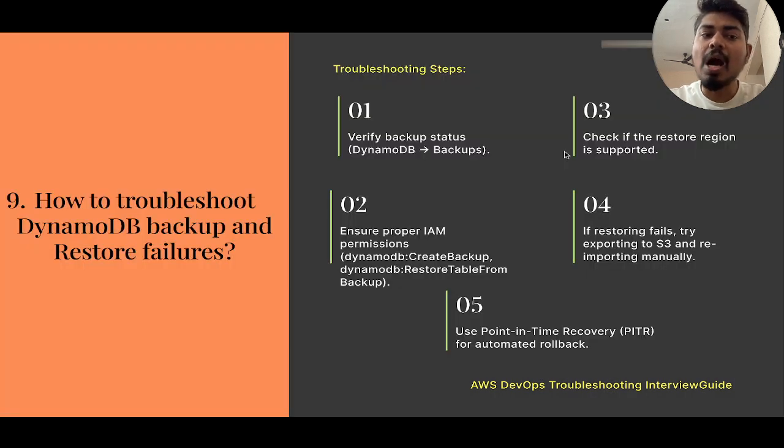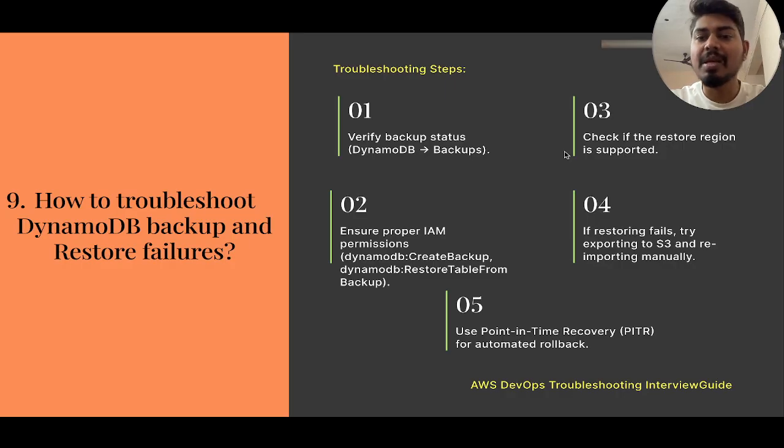Next question is how to troubleshoot DynamoDB backup and restoration failure errors. For troubleshooting this, verify the backup status: go to DynamoDB and check the backups. Ensure proper IAM permissions: dynamodb:CreateBackup and dynamodb:RestoreTableFromBackup. These permissions should be properly in place. Check if the restore region is supported or not. If restoring fails, try exporting to S3 and re-importing manually.